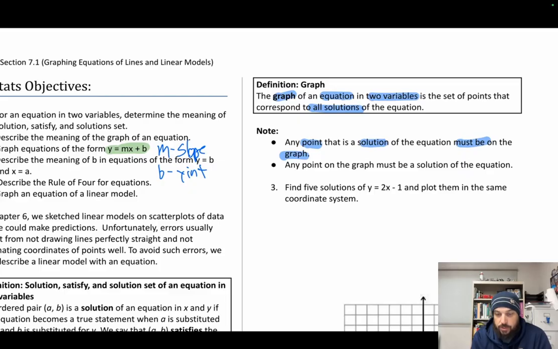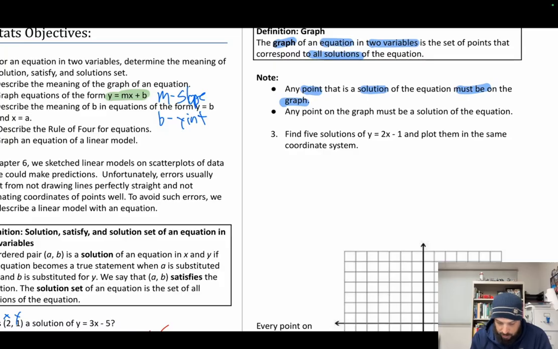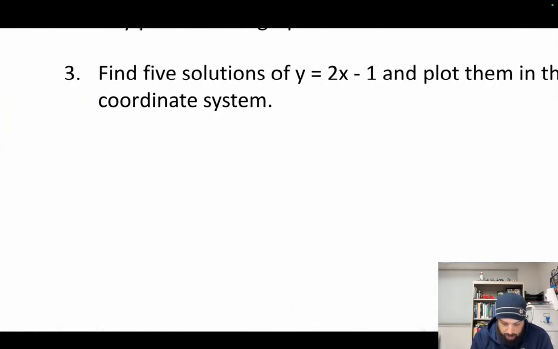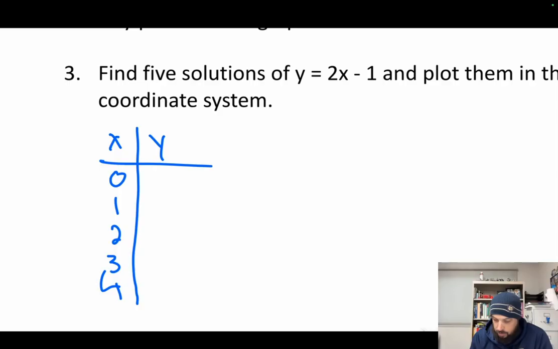So we want to find 5 solutions of y equals 2x minus 1. And then we want to plot them in the same coordinate plane. So you can make a t-chart here. We have x and our y. So we'll go with 0, 1, 2, 3, 4. You could go with, let's mix it up and flip it. Go a little bit on each side. So we'll go -2, -1, 0, 1, and 5. And then all we're doing is substituting those in.